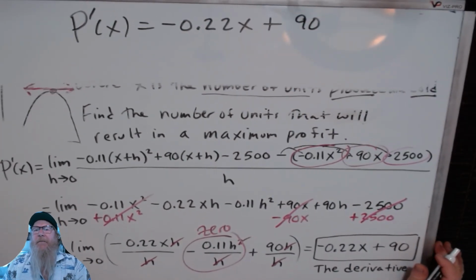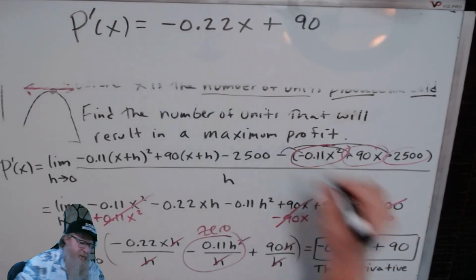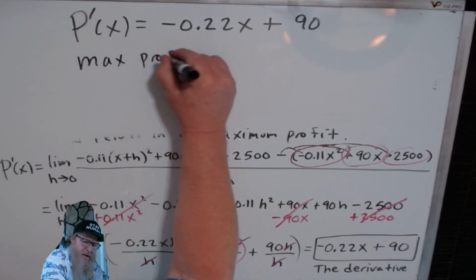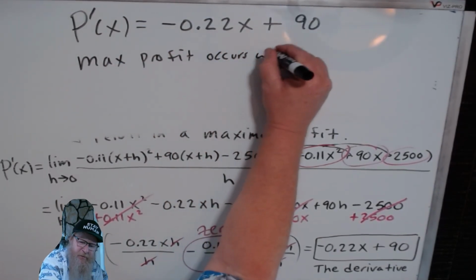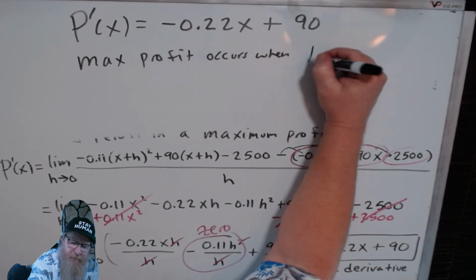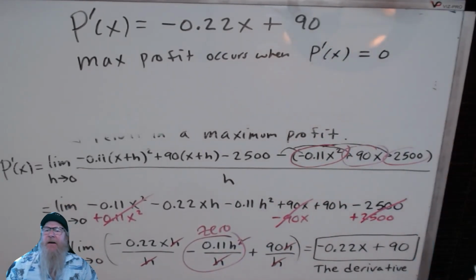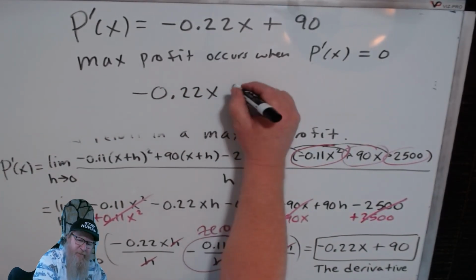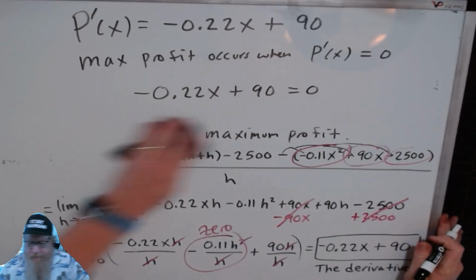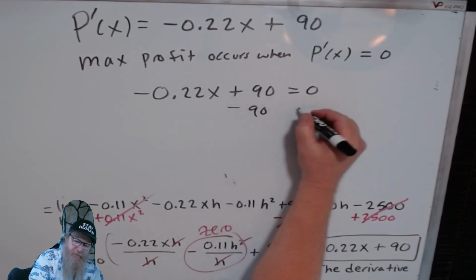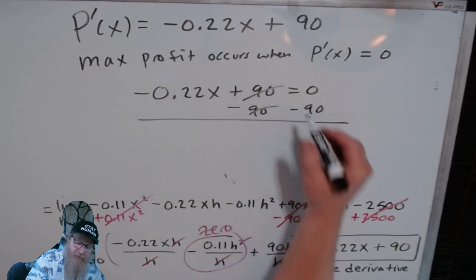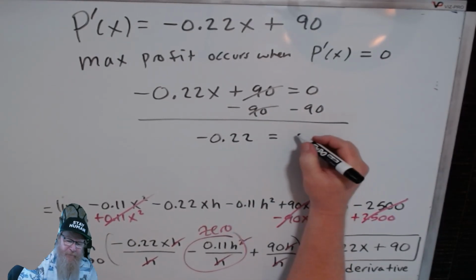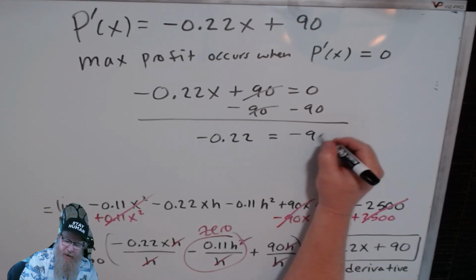That's our derivative of profit. So if I want to know where it's maximal, max profit occurs when P prime of x is equal to 0. So go ahead and set this thing equal to 0 and solve. I might have to round. I don't know what's going to happen here. Negative 90.